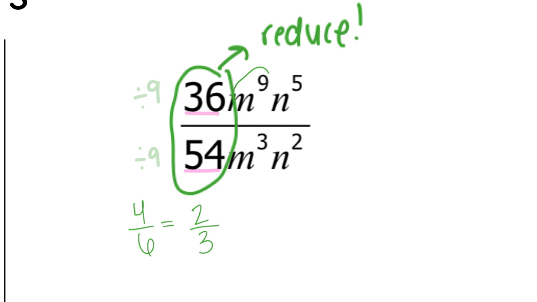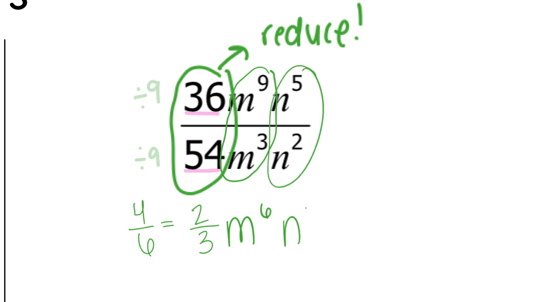And then for the exponents, we're just going to subtract. 9 minus 3 is 6, so that would be m to the 6th power. And then 5 minus 2 is 3, so n to the 3. There we go.